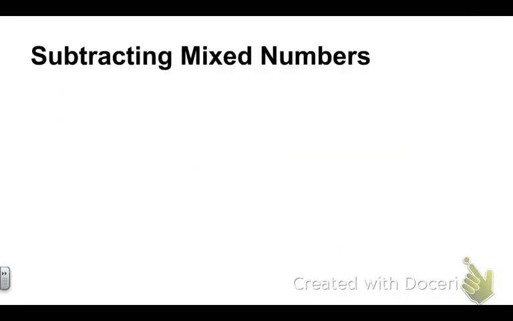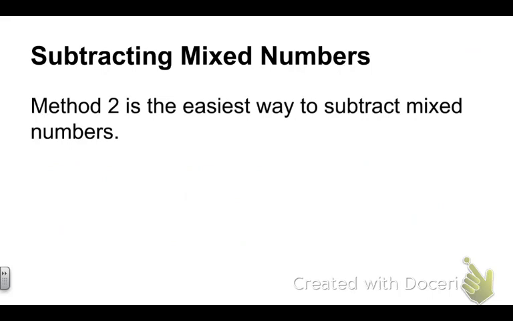So now subtracting mixed numbers. Method 2, changing them to improper fractions. Method 2 is the easiest way to subtract mixed numbers. The reason why, look at example A.